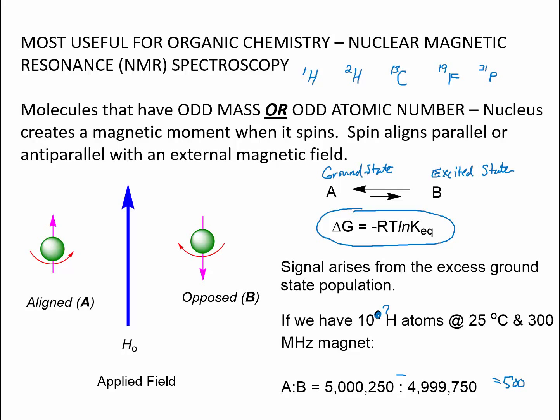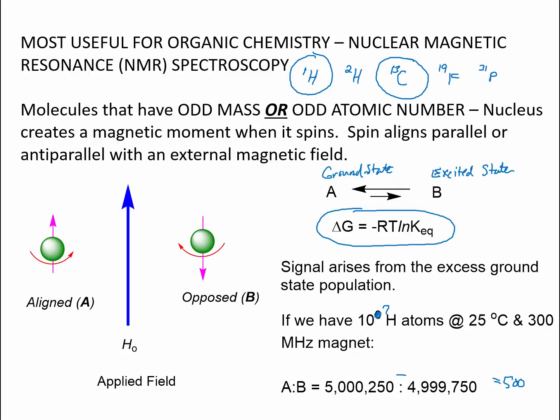Okay, and these are the two elements that we're going to focus on as we discuss NMR. So we're going to look at proton NMR and carbon NMR. Proton NMR is by far the more important of the two methods.